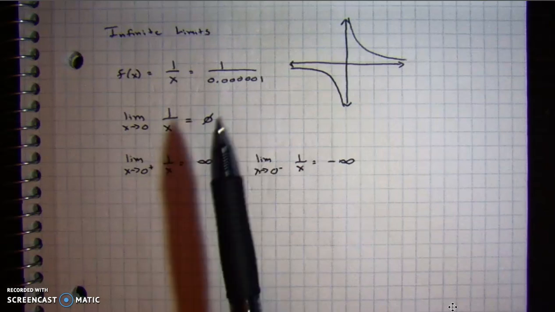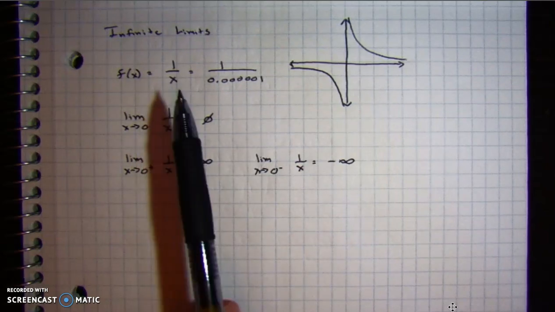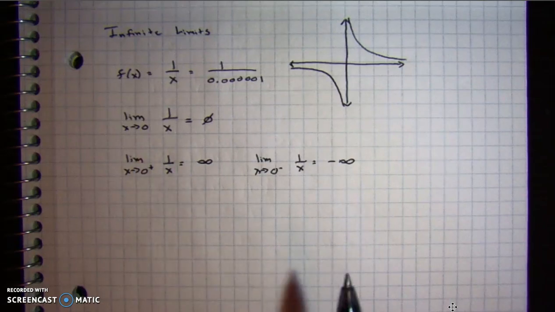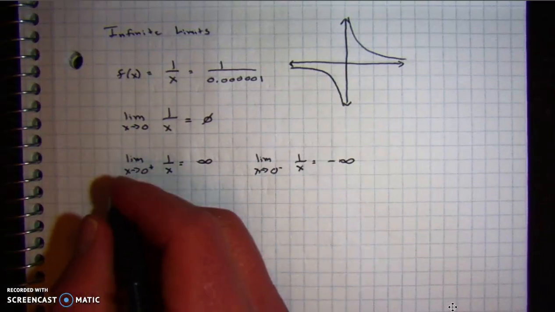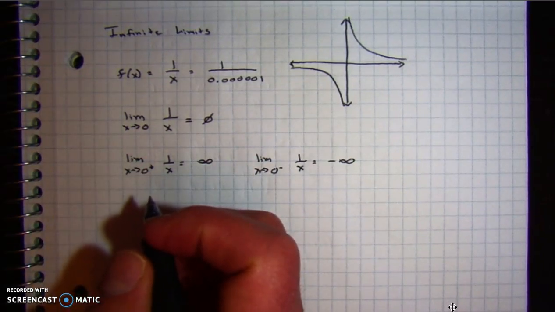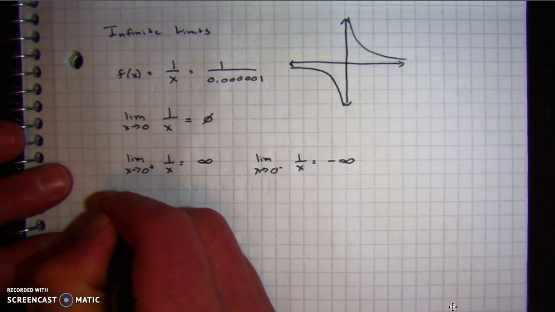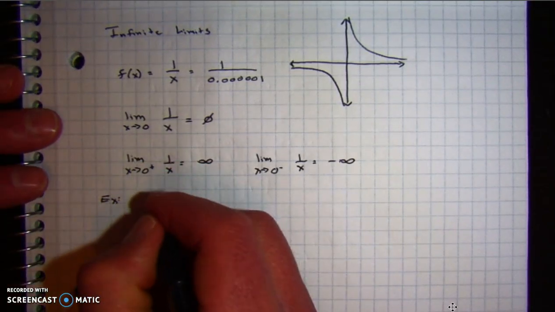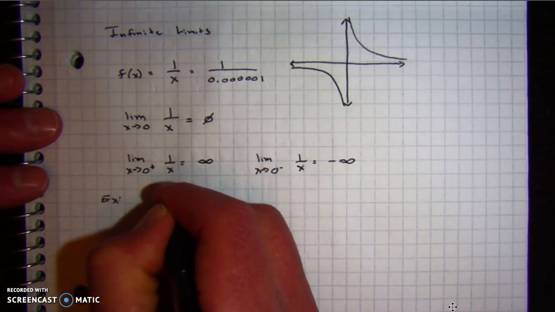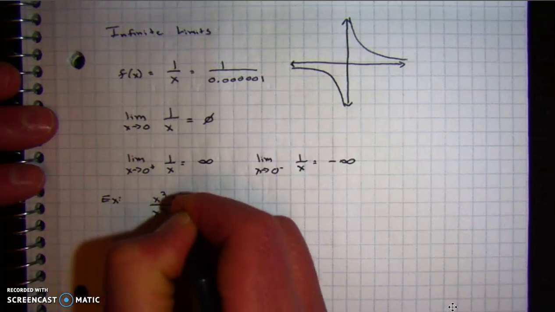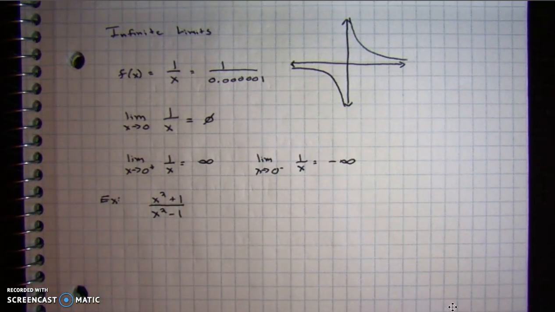Typically you'll see these as rational functions. You can determine them analytically, and that just uses a little bit of algebra. Let's say you have, maybe, x squared plus 1 over x squared minus 1. That's one that I've seen a couple of times.